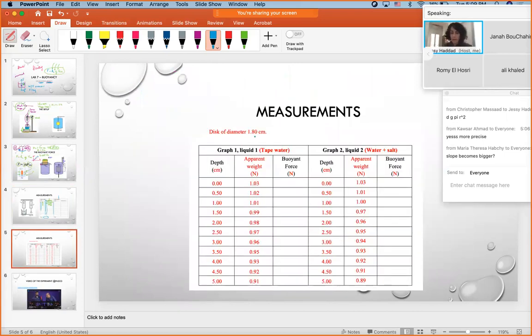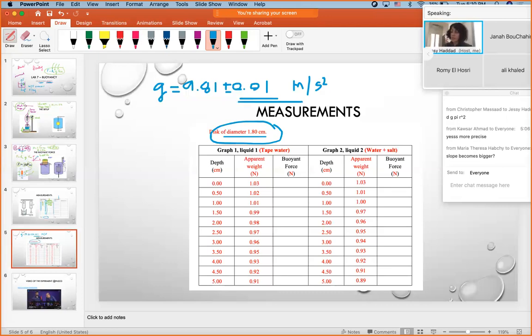You are given the diameter of the disk, measured with a regular ruler, so you know the uncertainty. G will not be given to you, but you can use 9.81 plus or minus 0.1. I know this is an assumption. It's only for you to practice doing propagation of error, because I have no means to measure the gravitational field strength directly. Probably I can do it in a separate experiment one day, propagation of error to find g, depending on the precision of the experiment, definitely.